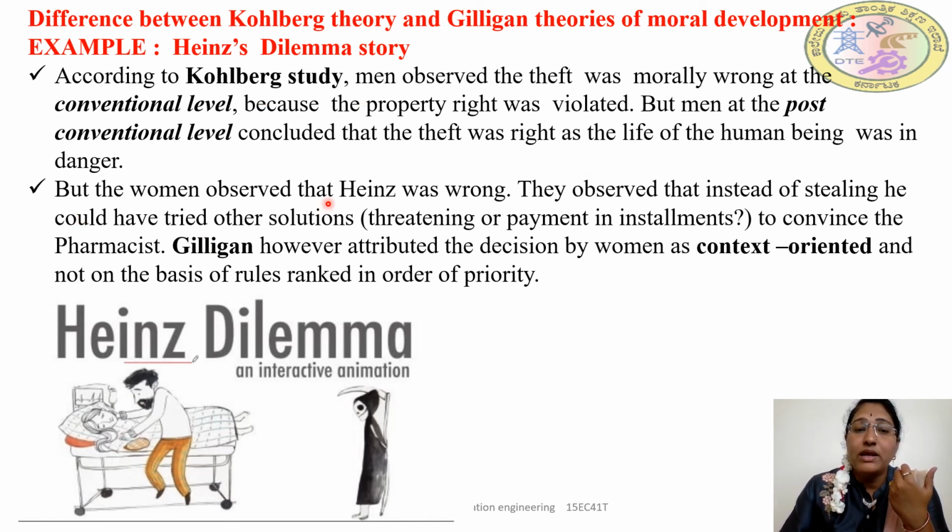Next, the woman observed, and this is given by Gilligan. See how women observe. The woman observed that Heinz was wrong. He should not have stolen the medicine. Why? They observed that instead of stealing, he could have tried other solutions, such as threatening, or paying in installments. He could have requested the druggist, saying he would pay monthly and clear all the money, and get the medicine from him instead of stealing. This is the thinking level of a woman. To convince the pharmacist, they could have asked these questions.